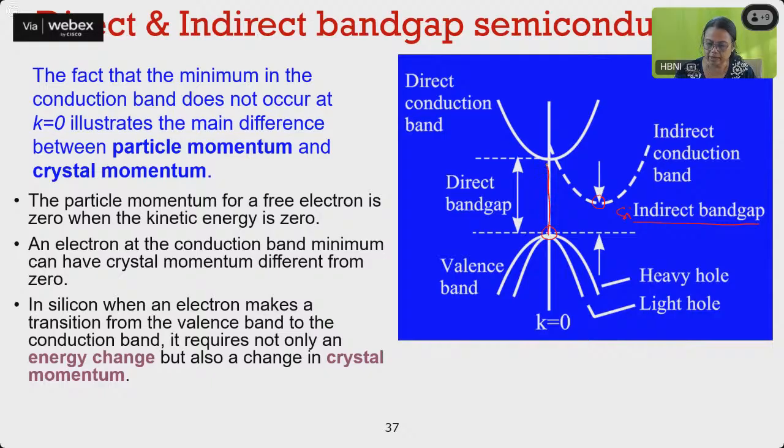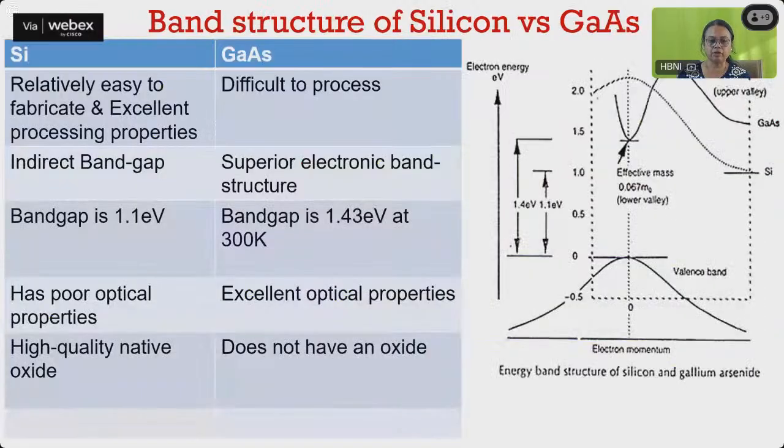So it has to go here, not here like this, because it is an indirect band gap. So it requires not only an energy change, this is the energy change, but also a change in the momentum. So basically it has to go here, or it has to go here and go here. So both energy and momentum change is required in case of an indirect band gap semiconductor, which is not required for a direct semiconductor.